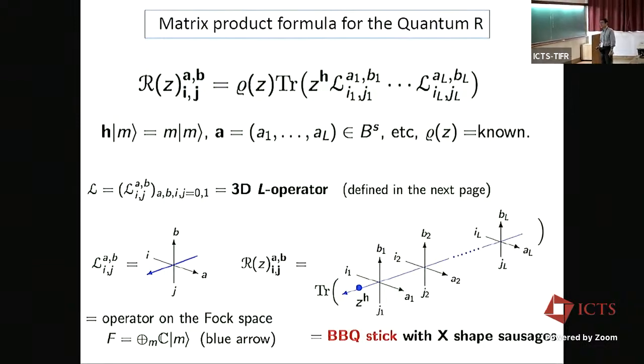So this is a barbecue stick with X-shaped sausages, according to Sergei Seliger, from whom I learned this diagram representation. But actually, this barbecue stick is winding, representing this trace. So this trace is taken over F. So it's an infinite sum. So now I have to describe the concrete form of this operator, depending on A, B, I, J.